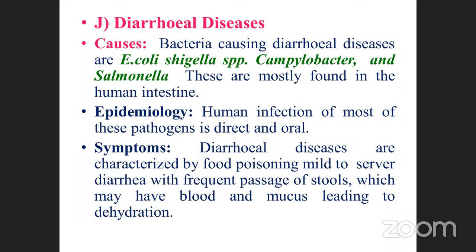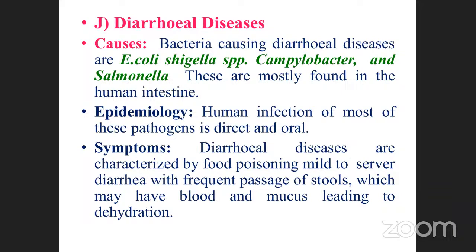Examples are E. coli, Shigella species, Campylobacter, and also Salmonella. These also indicate diarrheal disease. These are mostly found in the human intestine, like endoparasites that may be present in the human intestines. There are 2 types of intestine: one is the small intestine, another is the large intestine. The human infection of most of these pathogens is direct and oral. They directly enter. Okay. What are the symptoms?